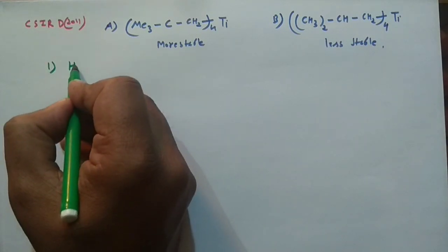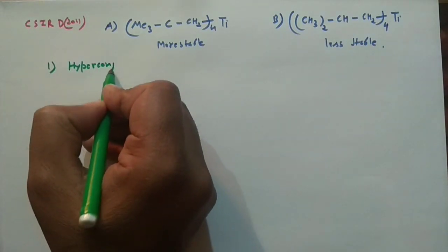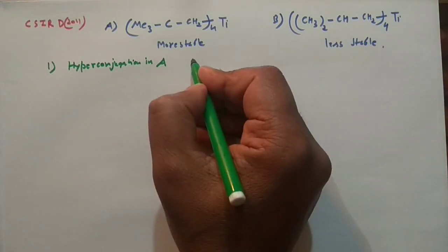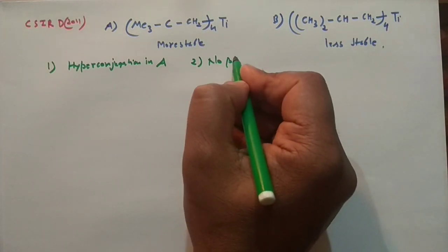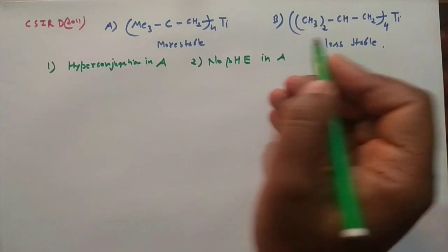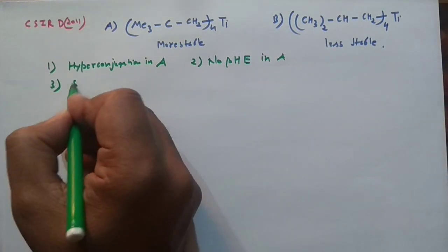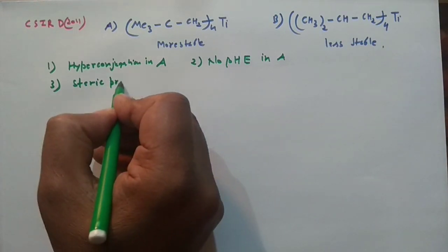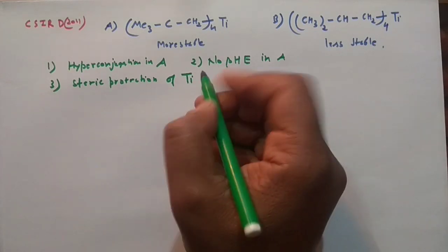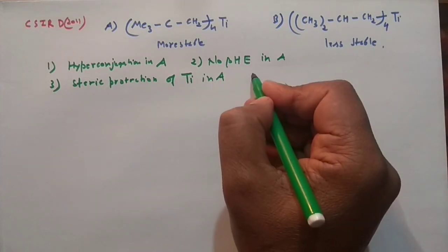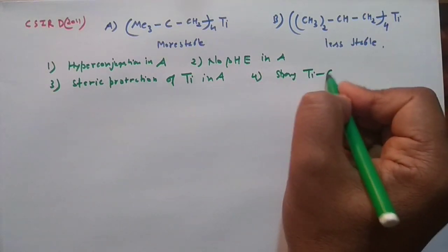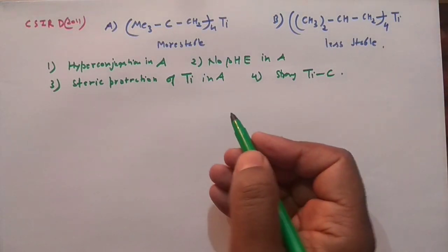That means they have given hyperconjugation in A as the first option. The second was no beta hydride elimination in A, and third they have given steric protection of titanium in A, and number 4 they have given strong titanium carbon bond. So you can quickly answer here, right?